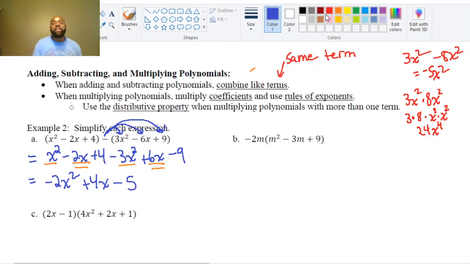Let's go to part B here. We have a monomial multiplied by a trinomial that's quadratic. Let's just use our distributive property, right? So that'll be a negative 2m cubed plus 6m squared minus 18m. All right, you just multiply the coefficients and add the exponents together, right?